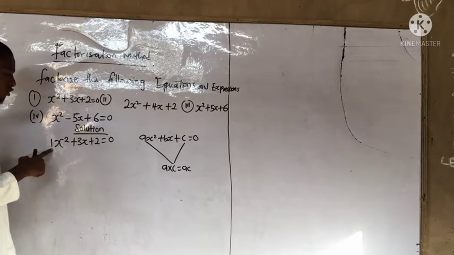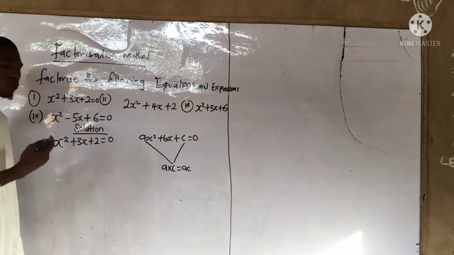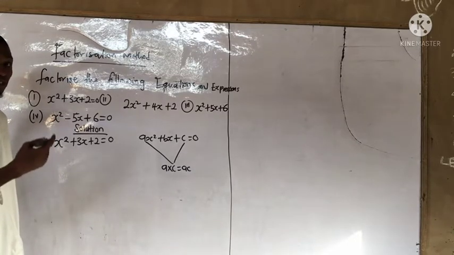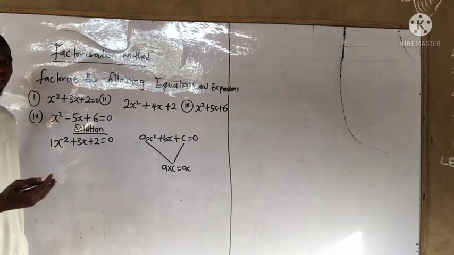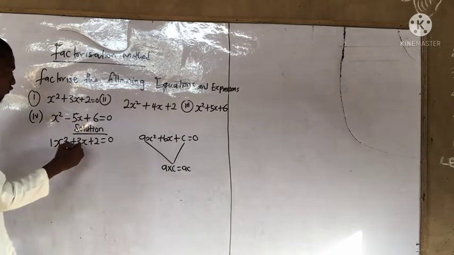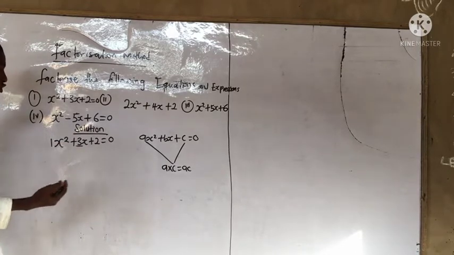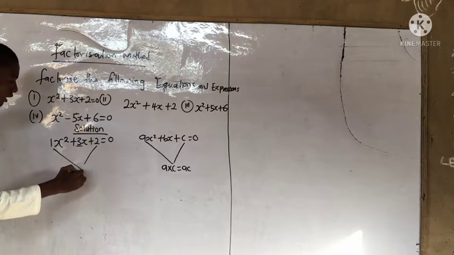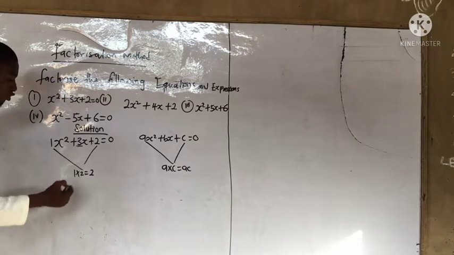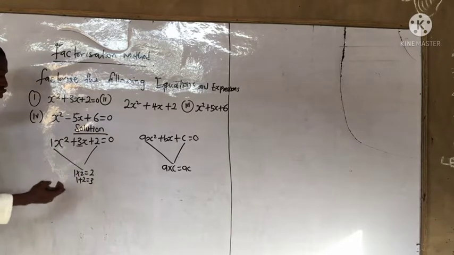If you want to make use of this idea to solve this particular question, the coefficient of x squared here is 1, and the constant here is 2. By multiplying 1 with 2, that will give us 2. Now we have to look for numbers that, when you take the sum, give us the coefficient of x here, which is 3. And fortunately for us, when you multiply 1 and 2 together, this will give us 2, and 1 plus 2 will also give us 3.